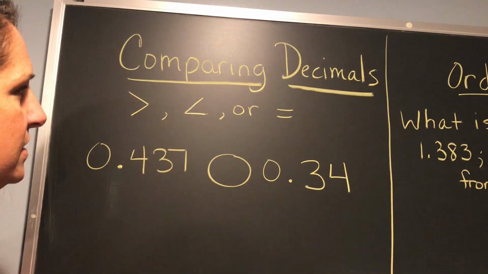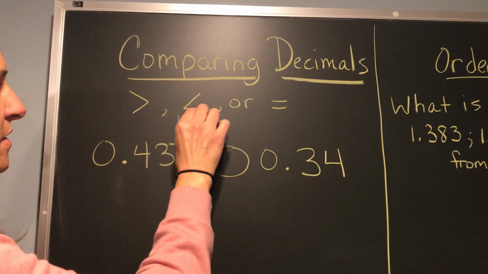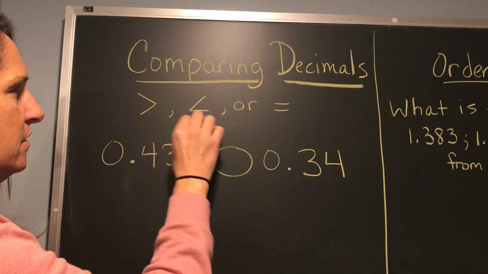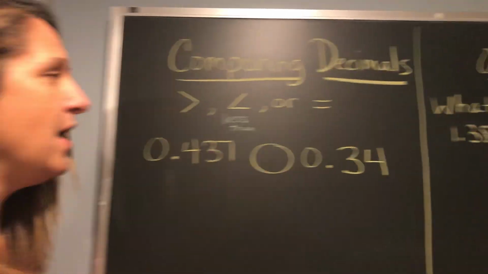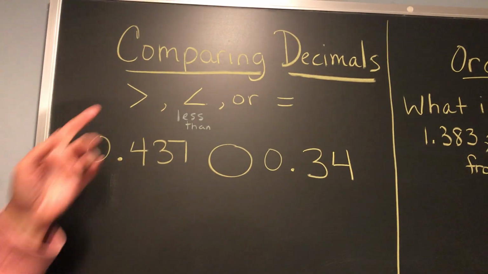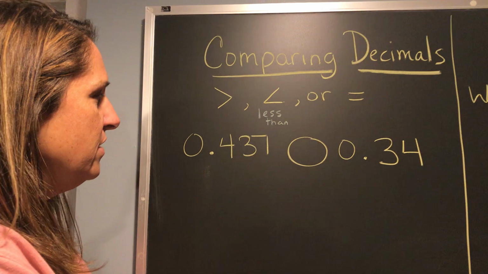The one thing I want you guys to notice, and I talked about this, is that the less than sign looks like a squished L, and less than starts with L. So that's how you know that you've got a less than sign. The other one, opposite of a L, is going to be the greater than sign.